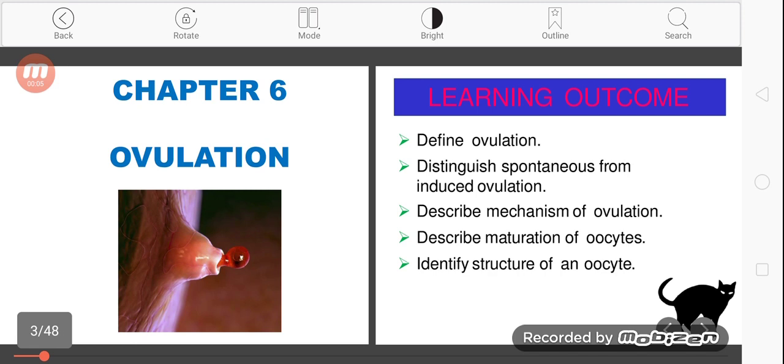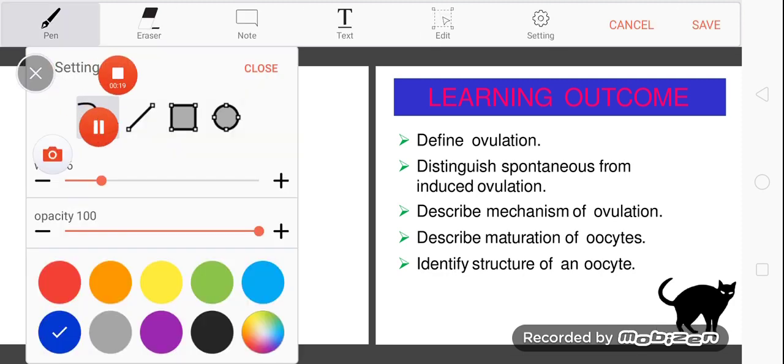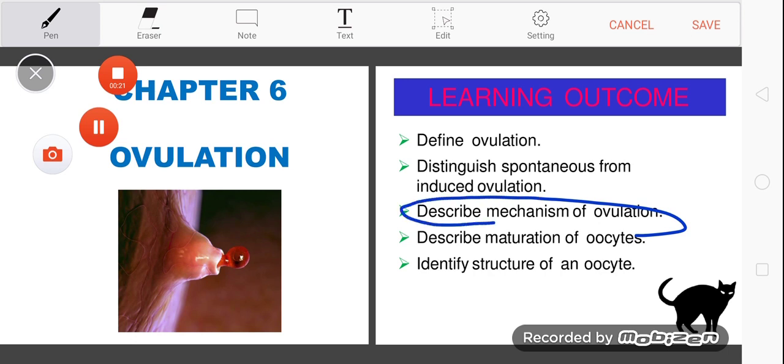Chapter 6, Ovulation. So this is the learning outcome. Define ovulation, distinguish two types of ovulation, mechanism of ovulation, maturation of oocyte, and identify structure of an oocyte. I will focus more on the mechanism of ovulation.